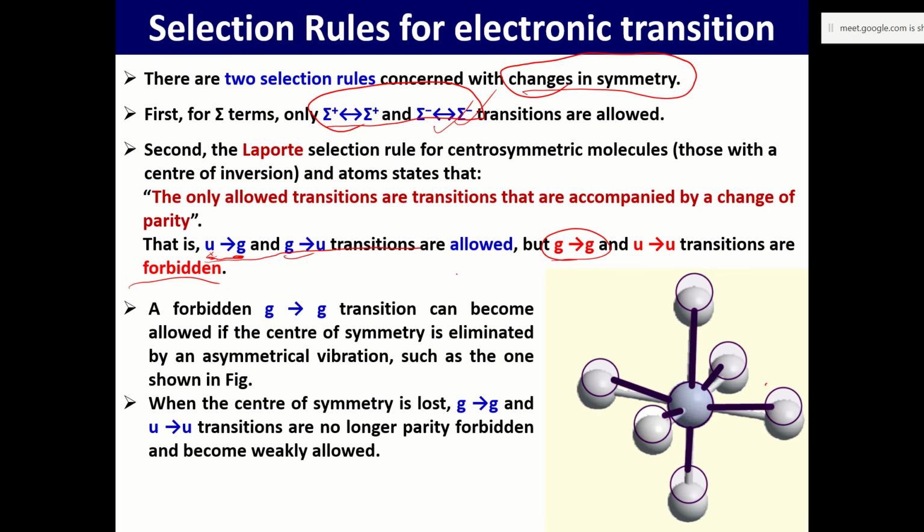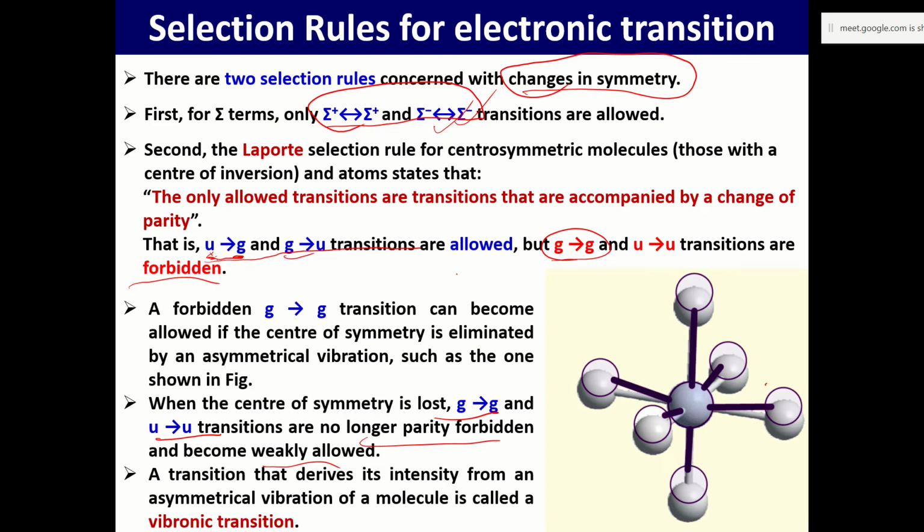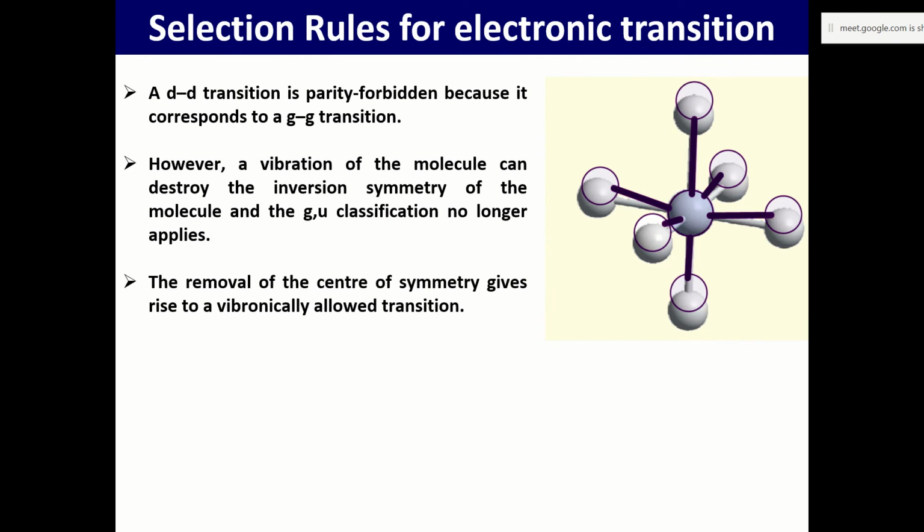Vibronic coupling is when the symmetry is momentarily broken, and then g to g and u to u transitions can occur, and you get a weak signal corresponding to those. We call them vibronic, so vibration plus electronic becomes vibronic. It is because of the momentary removal of central symmetry that this happens. Otherwise, strictly speaking, if the molecule is static, not undergoing vibration, g to g or u to u transitions won't happen.